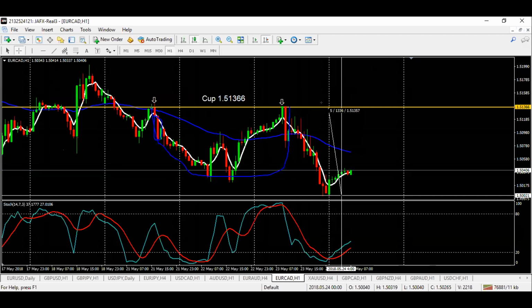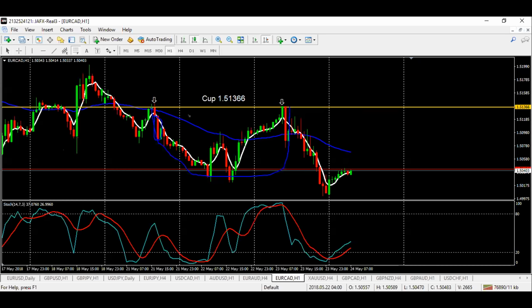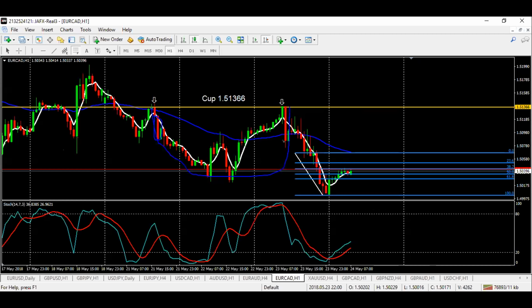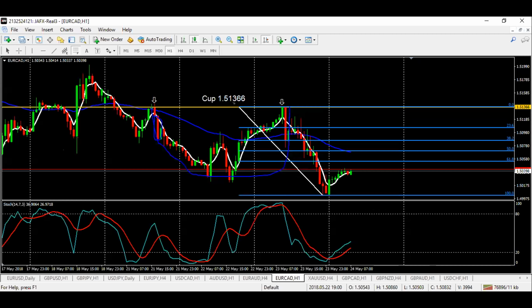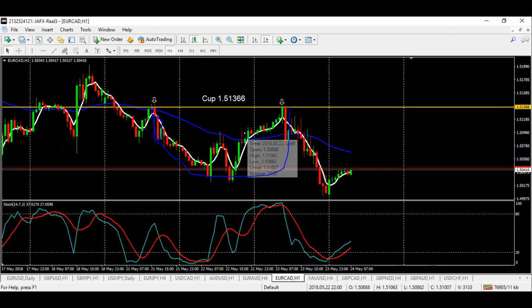Like, after a while, you just got to become a believer of these teacups. So my fibs, let's go from here. I don't even use fibs. I use them sometimes, but I don't really use them. But it's amazing. And you would have got your 25 pips right here.